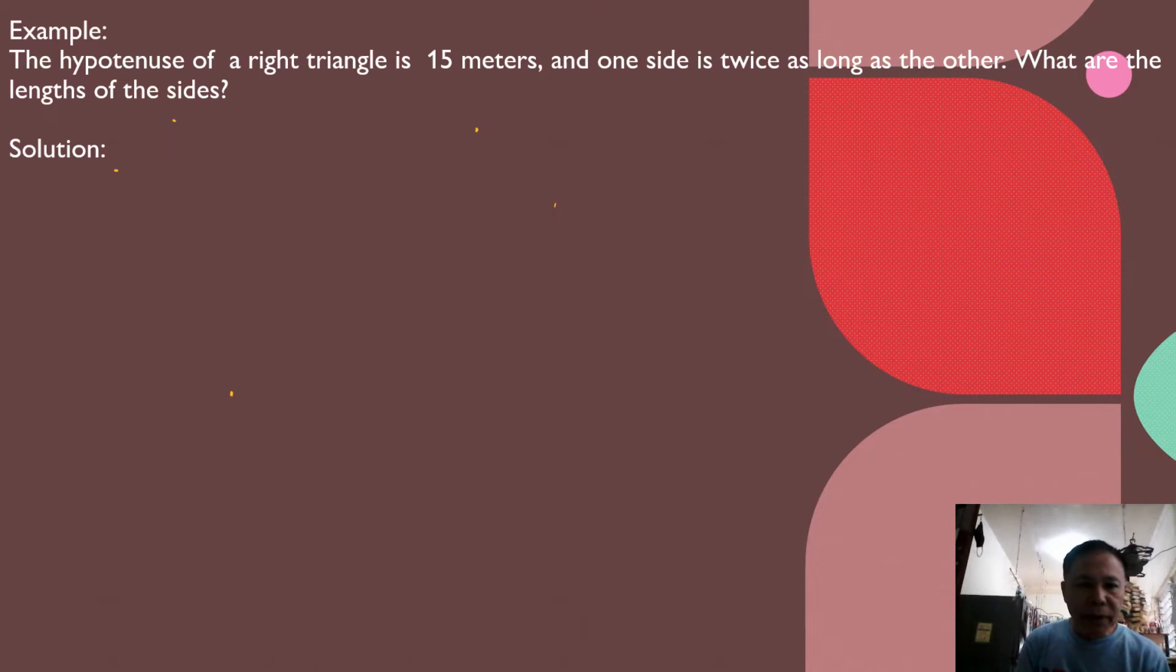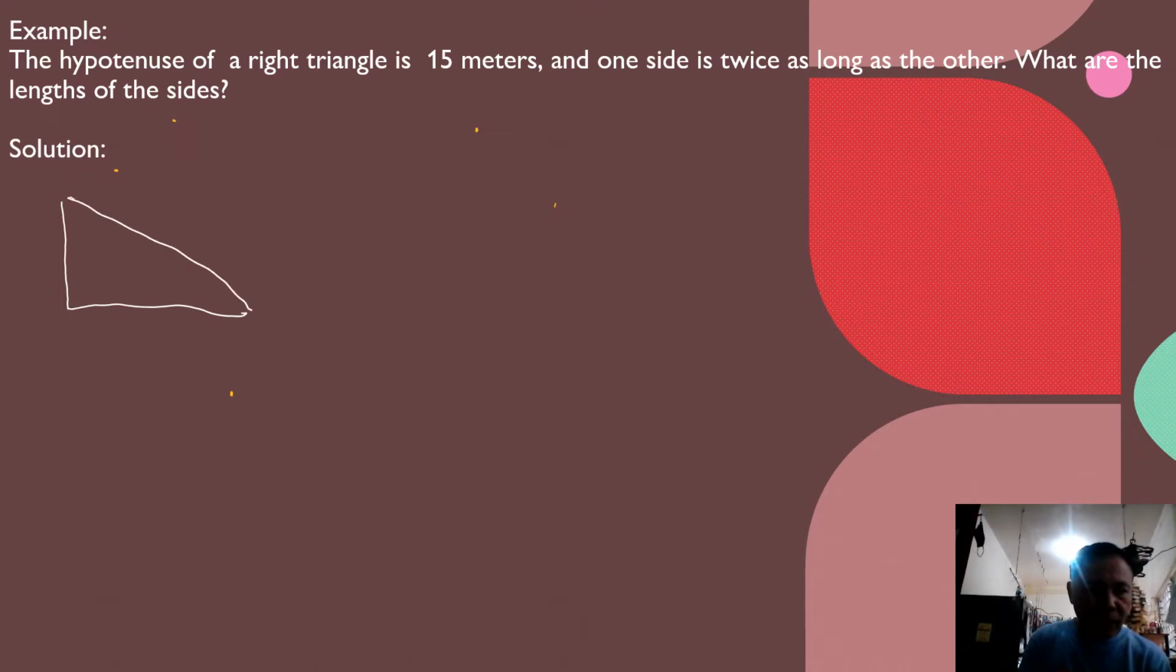Alright, what you do here is draw first the right triangle. This one is x. This one is 2x. This one is the hypotenuse, which is 15 meters.